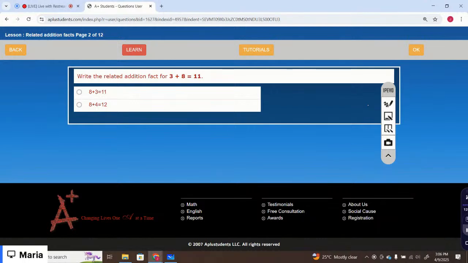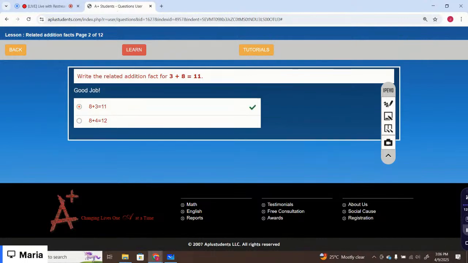Write the related fact for 3 plus 8 equals 11. So which is the correct option? Option number 1 is the correct option. These two numbers must be swapped. That is 8 plus 3 equals 11. Option number 1 is the correct option.